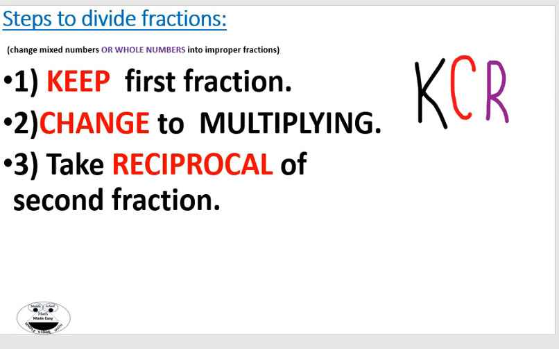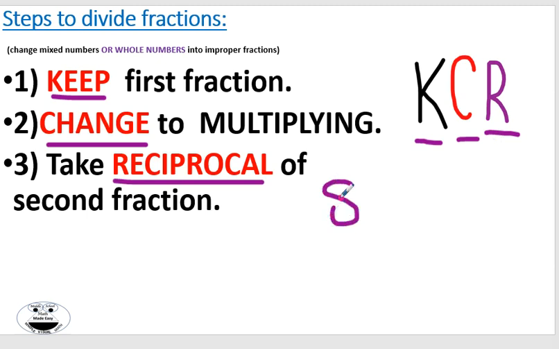Today we're going to start with dividing fractions, and what I usually do is use something called KCR, and that's a good way to remember what to do. K stands for keep. You keep the first fraction, you just write it down. C stands for change. You're changing the division symbol to multiplication. And R stands for reciprocal. And you have to take the reciprocal of the second fraction, which just means to flip it.